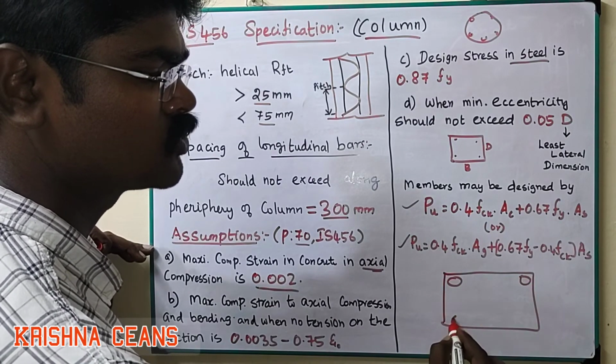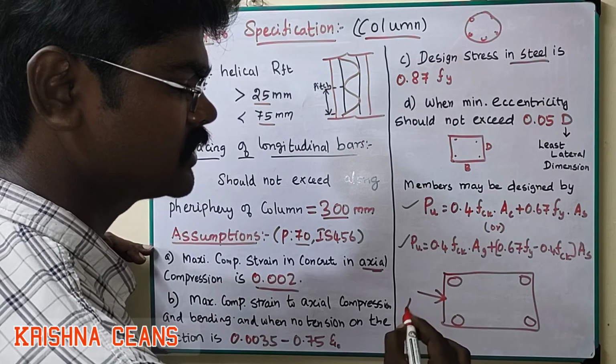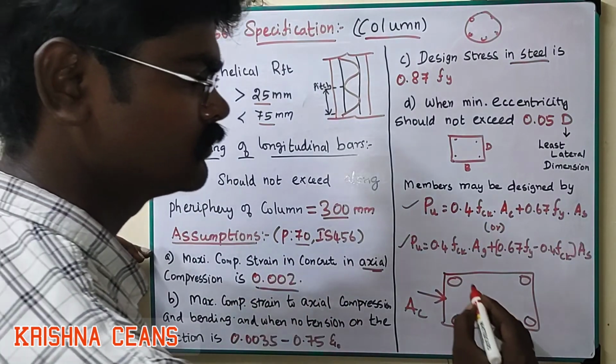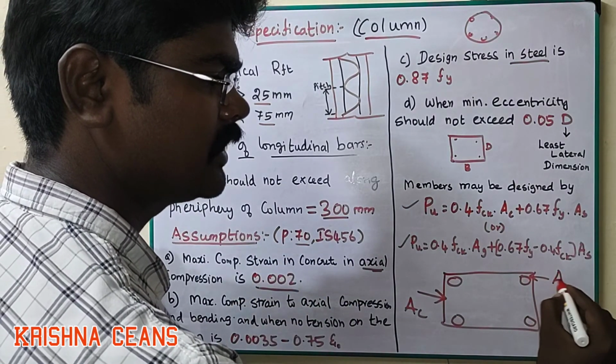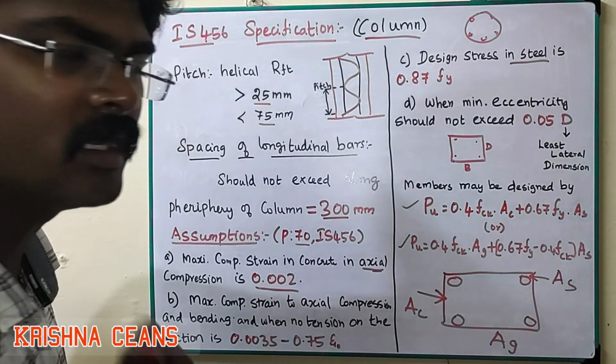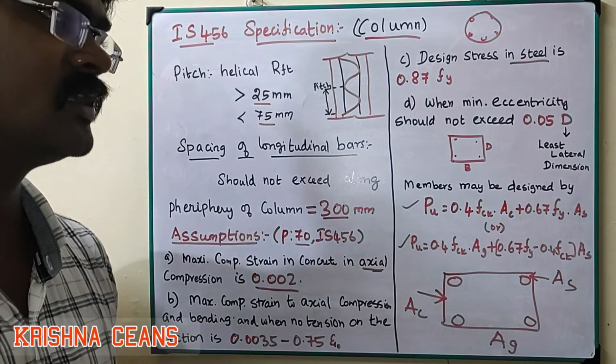So this is your reinforcement. This portion we call AC, the area of concrete. This one we call the area of steel. The overall portion we call AG, the gross area. So the total of concrete plus steel we call the gross area.